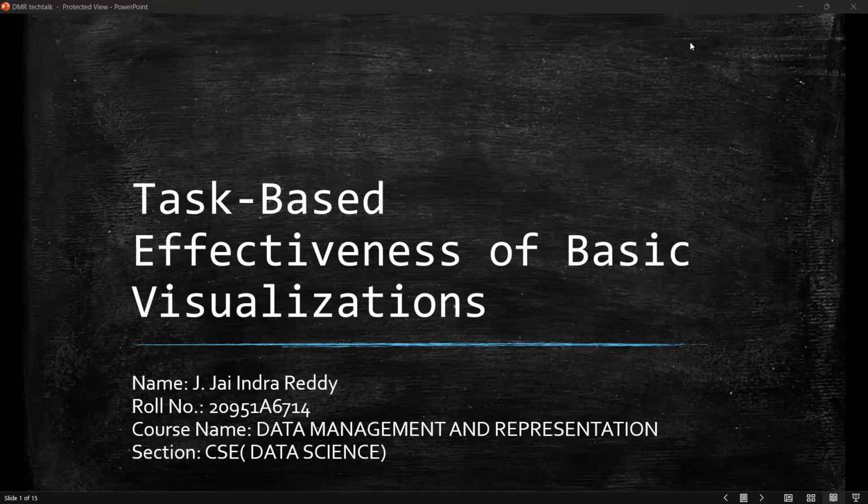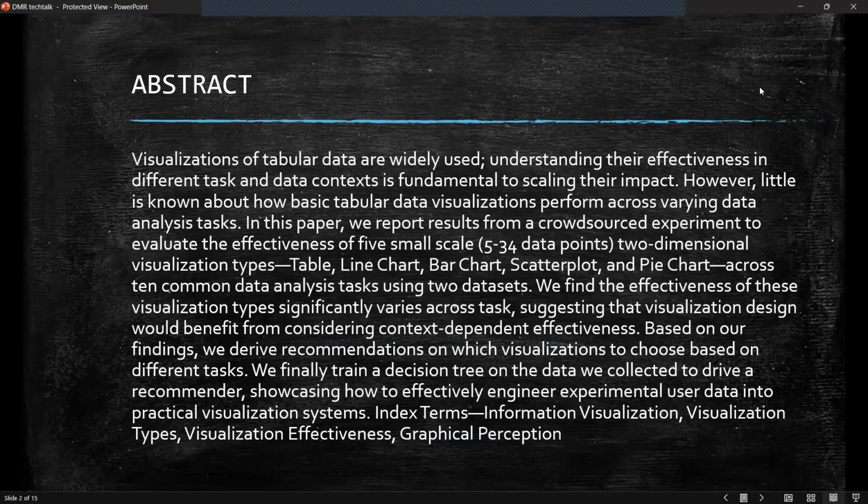In this video, I'm going to explain the task-based effectiveness of basic visualizations. Abstract. Visualizations of tabular data are widely used. Understanding their effectiveness in different tasks and data contexts is fundamental to scaling their impact. However, little is known about how basic tabular data visualizations perform across varying data analysis tasks.